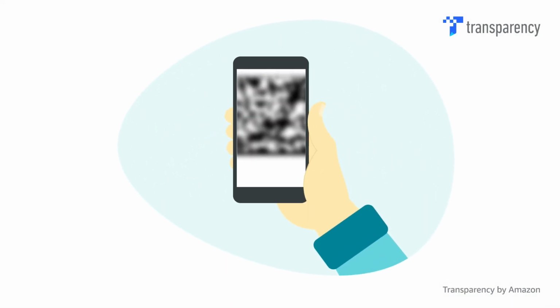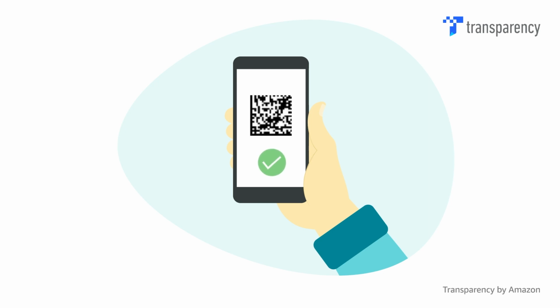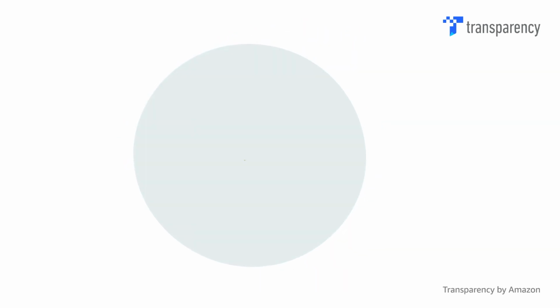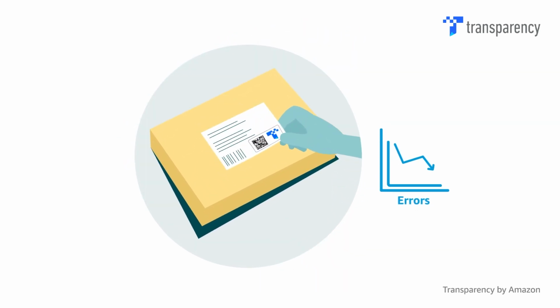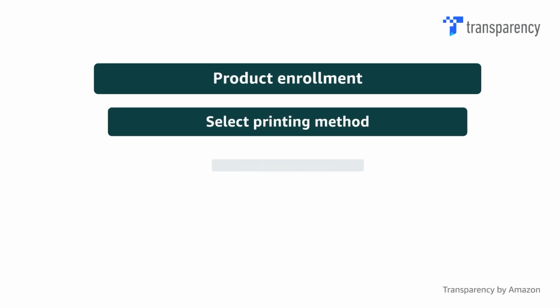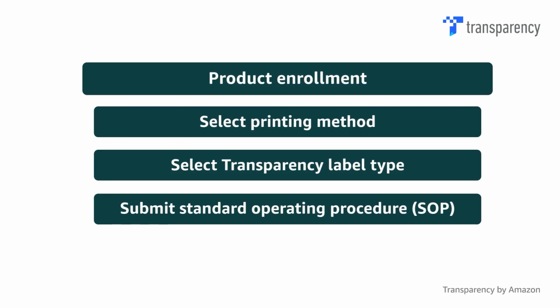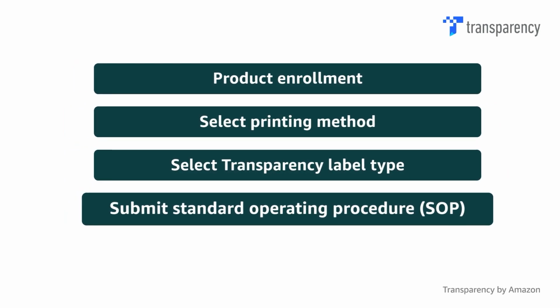The purpose of this video is to review Transparency's quality assurance process, which is in place to ensure you are labeling efficiently and minimizing the risk of any labeling errors. In this video, we will discuss the 4 steps you will complete during the quality assurance process.